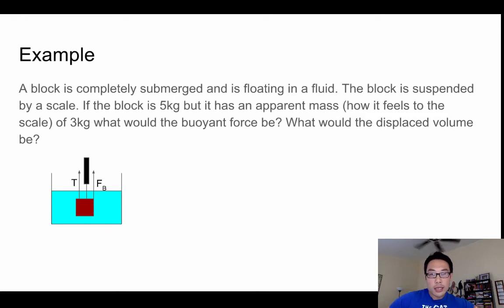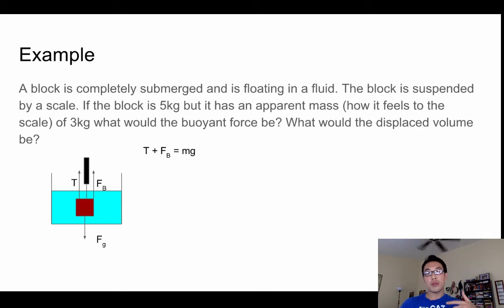Okay, and that is from the fluid, or the liquid in which the object is submerged. We also have the downward force, the weight, or F of G. Okay, so we're going to start off with our net force equation. We can say positive T plus positive F of B is equal to mg.